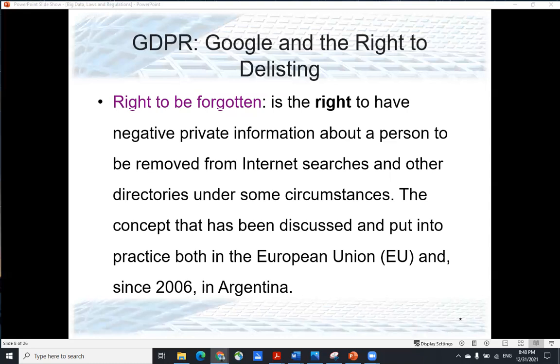The personal data are no longer necessary in relation to the purposes for which they were collected or otherwise processed. Another rule is the data subject withdraws consent on which the processing is based according to point A of Article 6 in GDPR or point A of Article 9, where there's no other legal ground for processing. Again, it talks about other things like the personal data having been unlawfully processed.